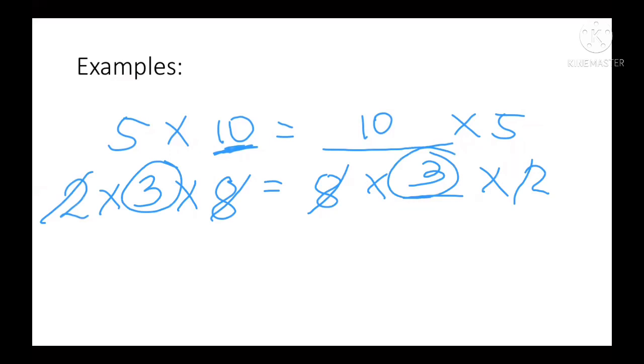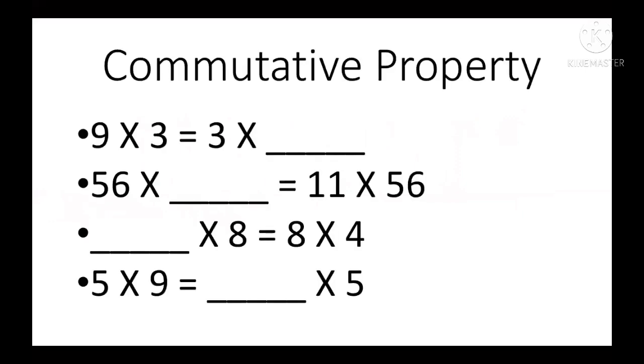Good. Now let's try the following activities. I will give you 20 seconds to answer the following questions. Okay? Your time starts now. Ten seconds. All right, your time ends.